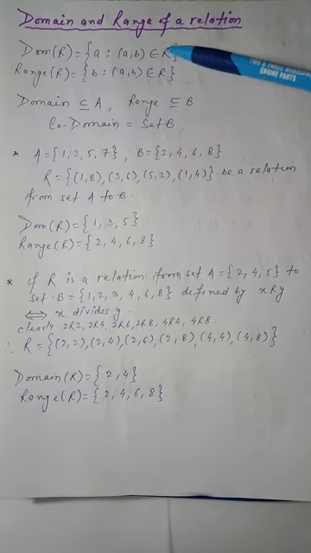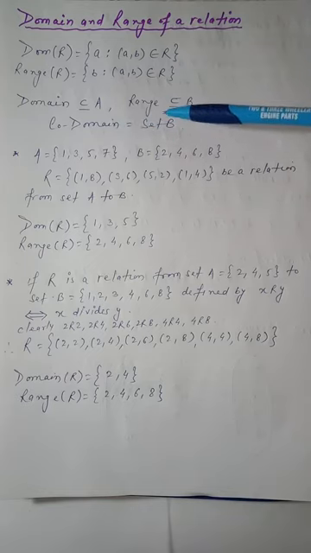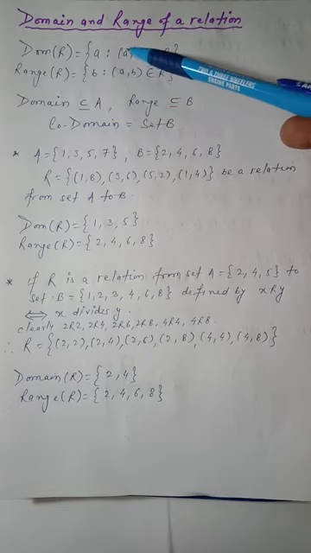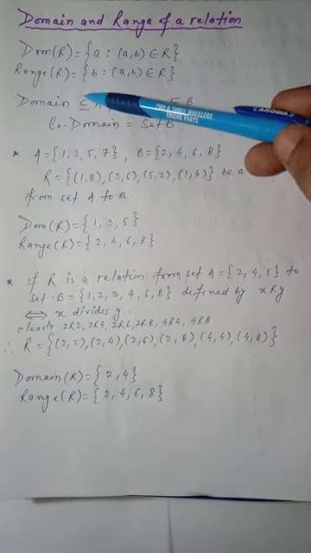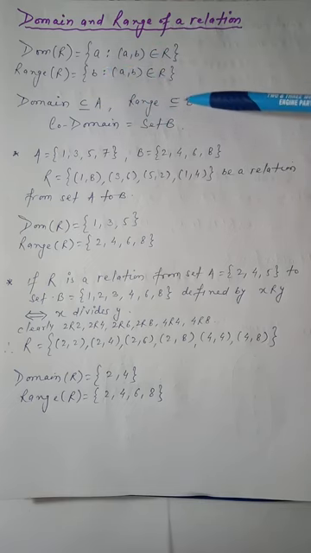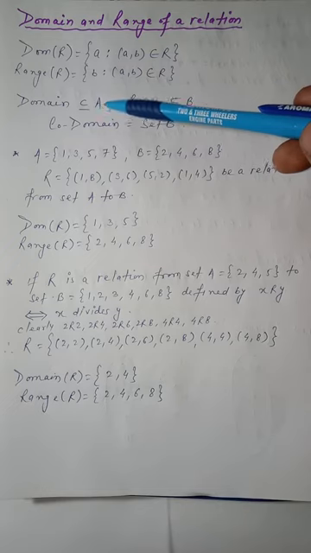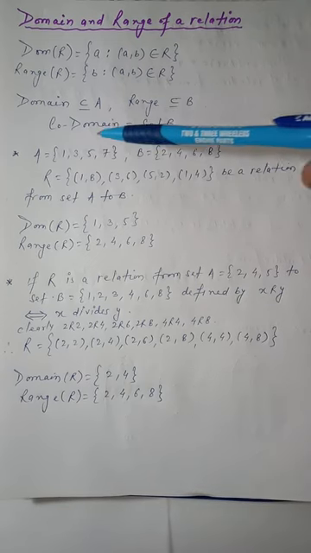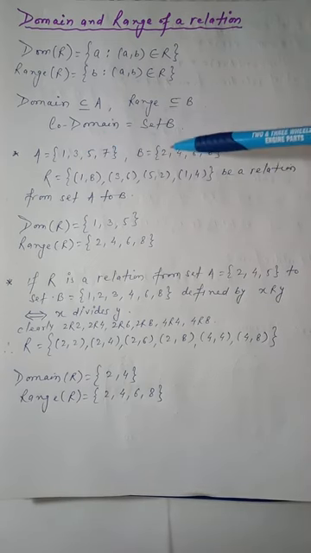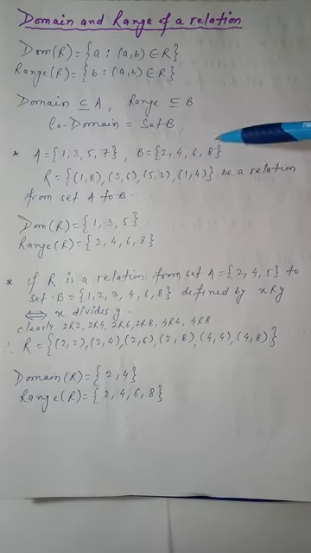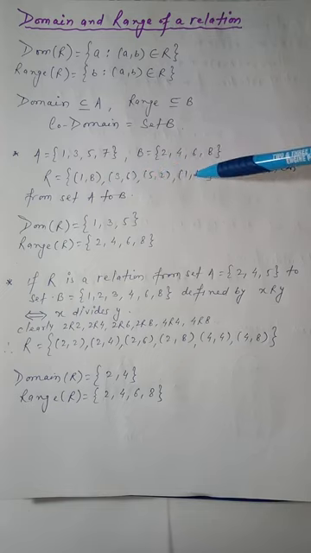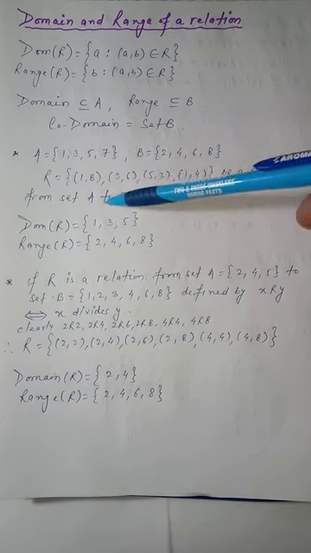Please remember, if a relation is defined from set A to B, then the second set B is always the codomain. All the first elements of the relation will be the domain and all the second elements of the relation will be the range. These domain and range are a subset of A and a subset of B respectively. Now please see this example. A is {1, 3, 5, 7}, B is {2, 4, 6, 8}, and R is a relation {(1, 8), (3, 6), (5, 2), (1, 4)}.